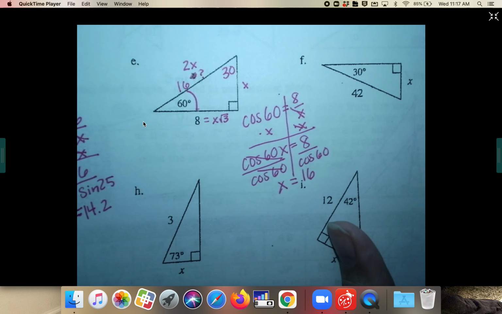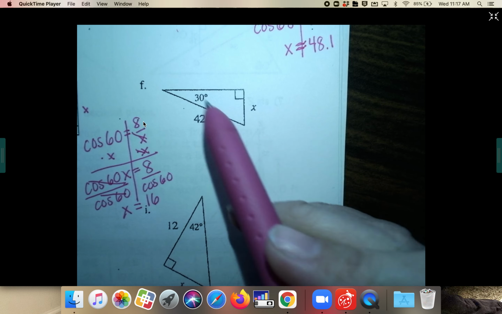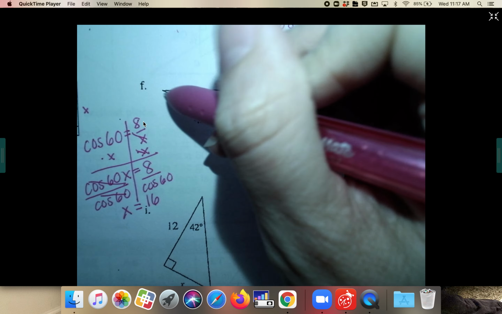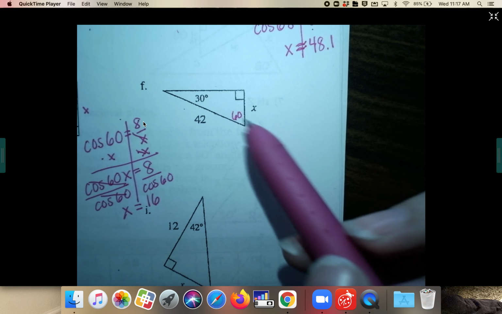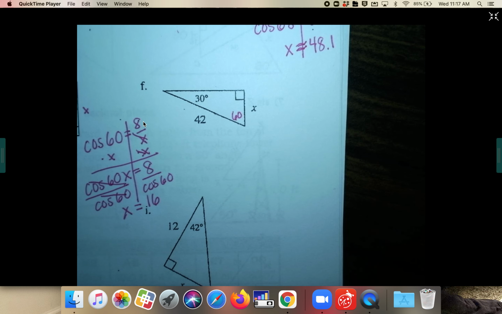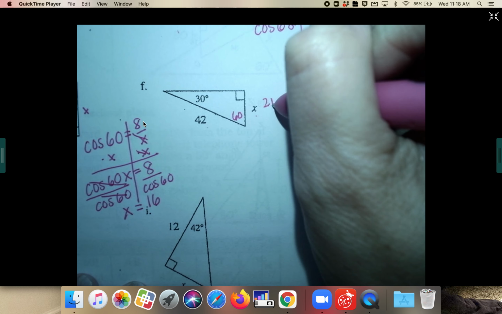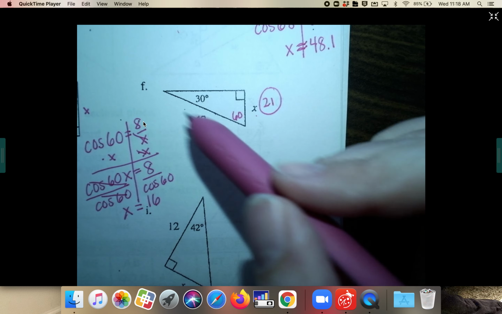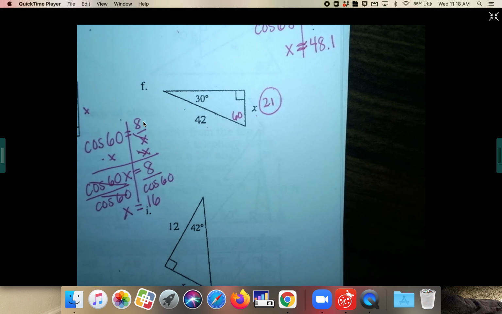All right, for F, I would definitely use the 30, 60, 90 shortcut because look what we have. We have the hypotenuse, which is twice the short leg. So if this is 42, then x is 21. So go back and look at your 30, 60, 90 rules to try to remember that the hypotenuse is twice what the short leg is. So there we go.